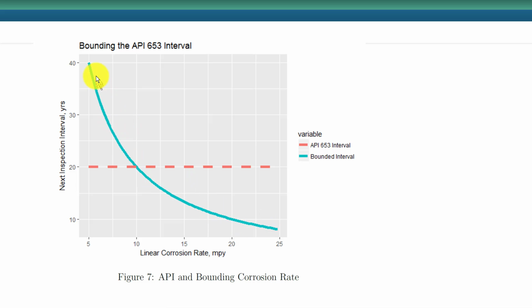But the API 653 method does not use remaining thickness. It uses remaining thickness after repairs. The interval is constant regardless of what depth of corrosion has been reached. So it is a flat dotted line which does not change no matter how deep the corrosion was found to be. This should be of concern to you.